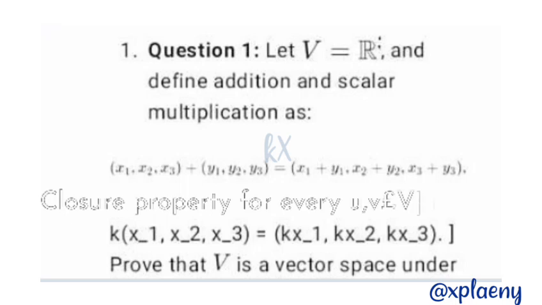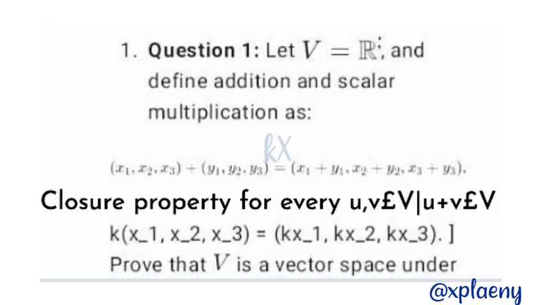So our first property in our definition of vector space is the closure property. For every u, v that is in V, u plus v is also in V. In this scenario, we have x1, x2, and x3 to be u, and y1, y2, and y3 to be v. Since it gives rise to a three-dimensional Euclidean space, it means u plus v is also in V.